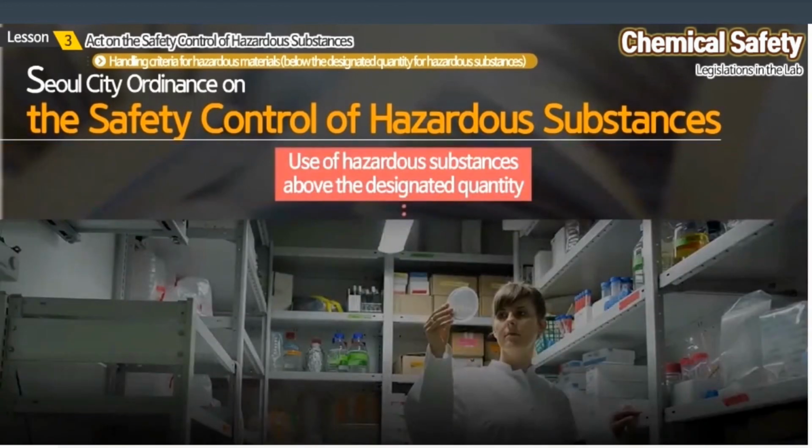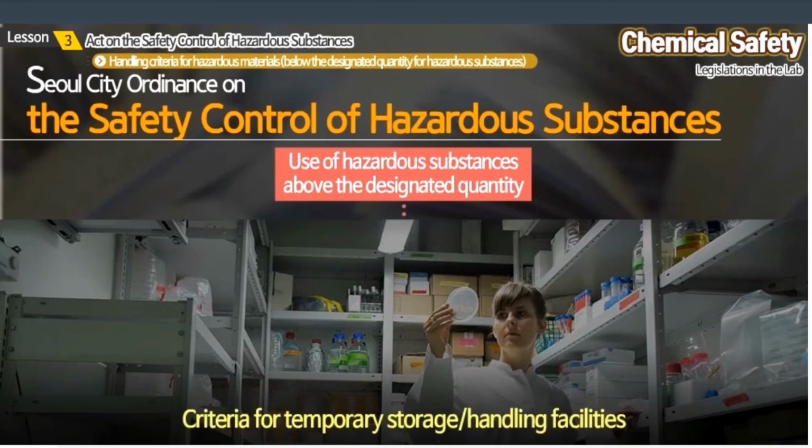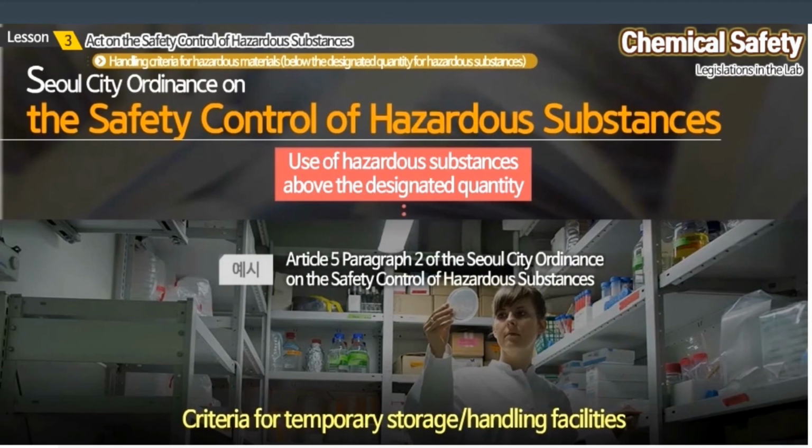Pursuant to Article 5, Paragraph 2 of the Seoul City Ordinance on the Safety Control of Hazardous Substances, the criteria for temporary storage handling facilities when using hazardous substances above the designated quantity has 6 universal criteria items.